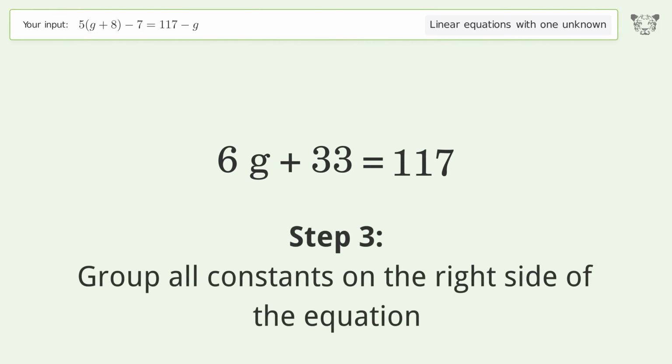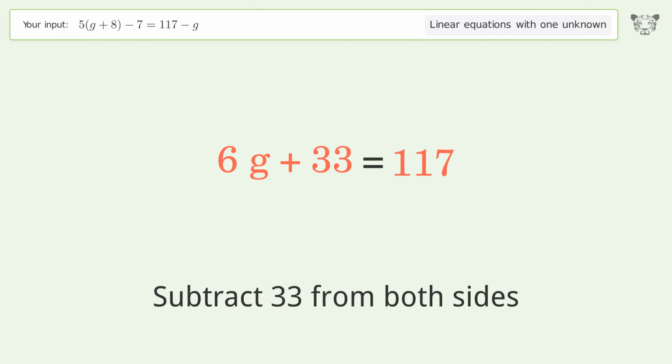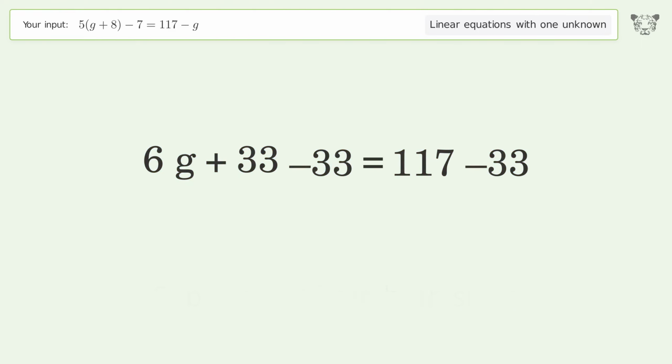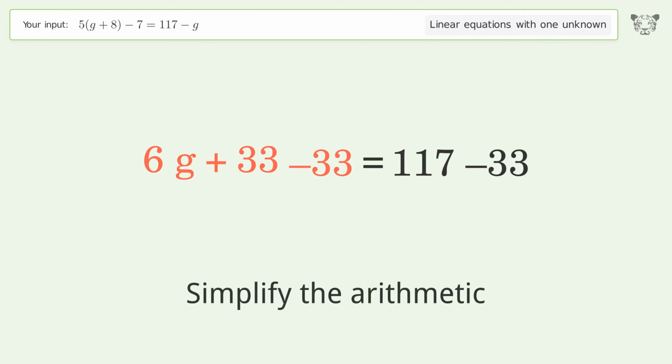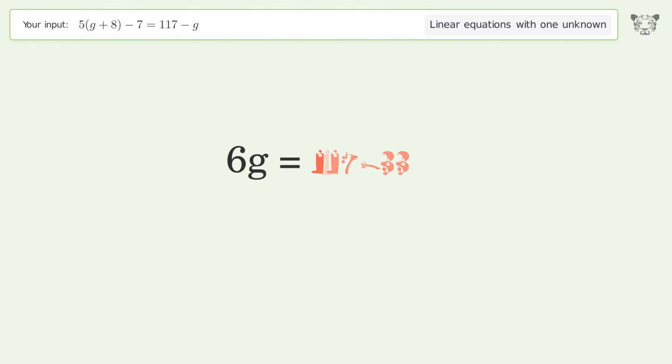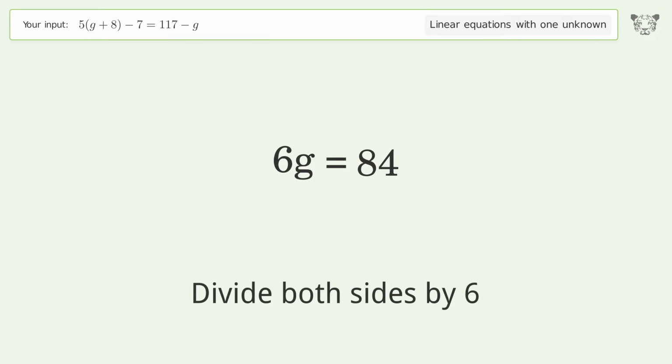Group all constants on the right side of the equation. Subtract 33 from both sides. Simplify the arithmetic. Isolate the g. Divide both sides by 6.